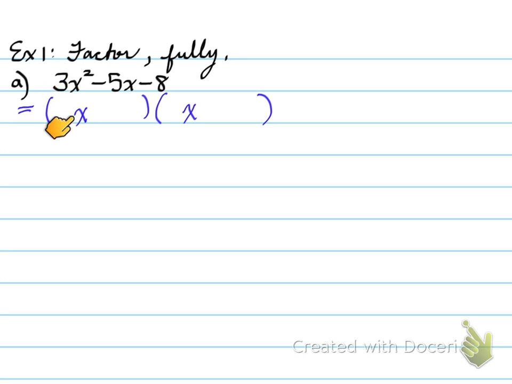You have x squared. You know there's going to be an x and an x in each separate set of brackets so that when you multiply them, that gives you x squared. Now, with the product, we look at the first times the last, which is 3 times negative 8. 3 times negative 8 is negative 24. And the sum is going to be the middle term, which is negative 5.